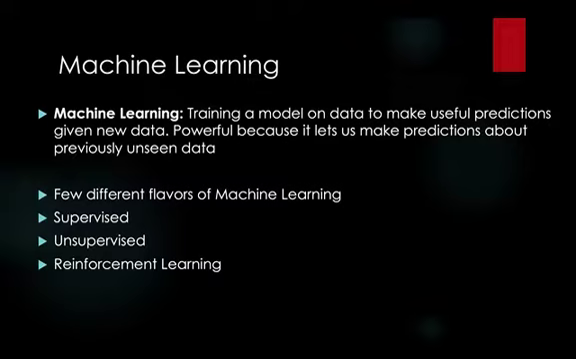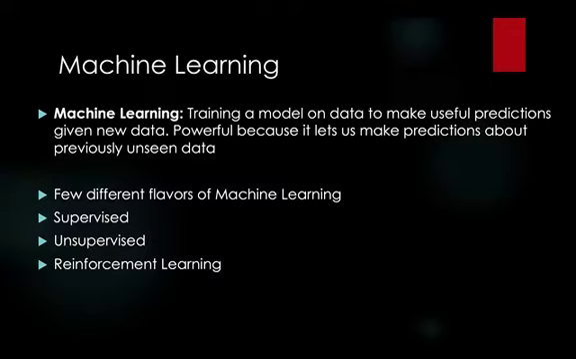But in a nutshell, machine learning is just training a model on data to make useful predictions when we're given new data. And the reason why machine learning is so powerful and the reason why it's such a big buzzword is that it lets us make predictions about previously unseen data. We can look at some data and then learn something about something we've never seen before. And this is really powerful because of all of the possibilities it unlocks.